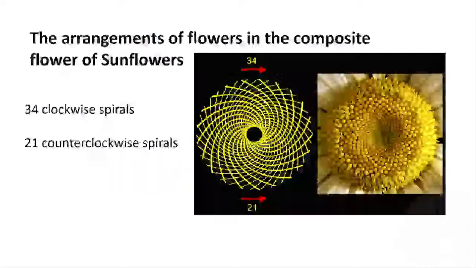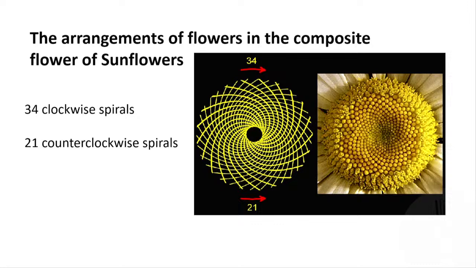But also the arrangement of flowers and the composite flower of a sunflower head. Oftentimes in clockwise spirals, you'll have 34 of those little flowers. A composite flower head is basically an array or disc that's made up of multiple flowers. Each one of those things in the center is a flower, and what we would think of as the petal isn't really a true petal. But then 21 flowers in the counterclockwise direction.